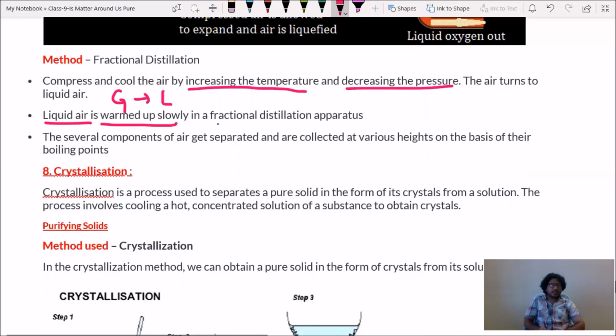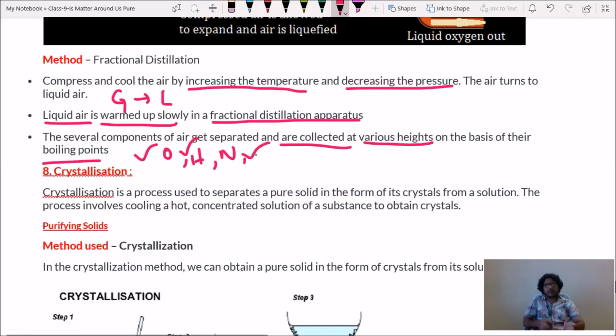If you heat that, what will happen? In the fractional distillation chamber, the several components of air like oxygen, hydrogen, nitrogen are separated and collected at various heights on the basis of their boiling points. Oxygen has its own boiling point, hydrogen has another boiling point, nitrogen will have some other boiling point.